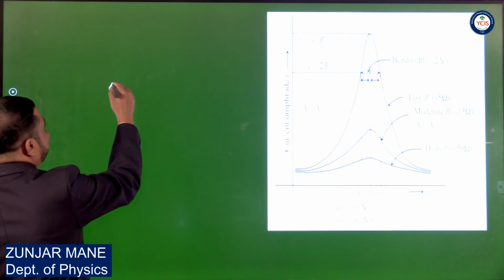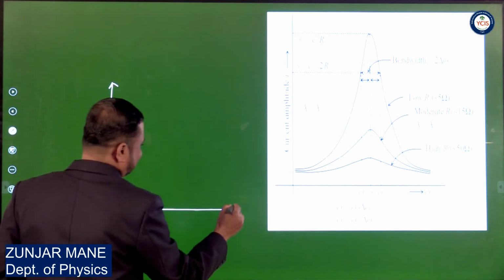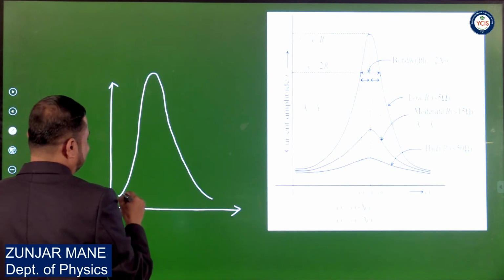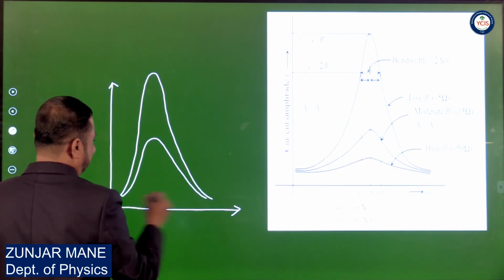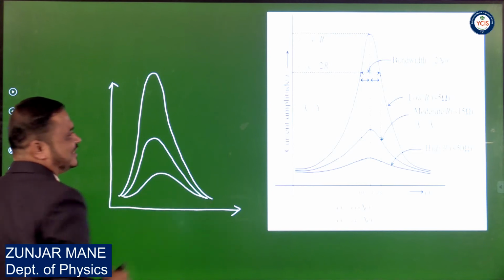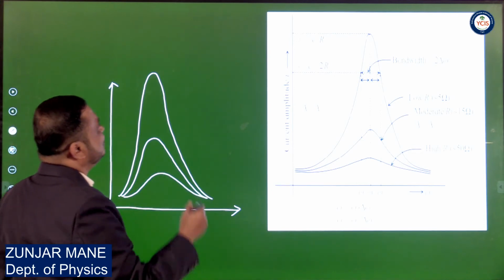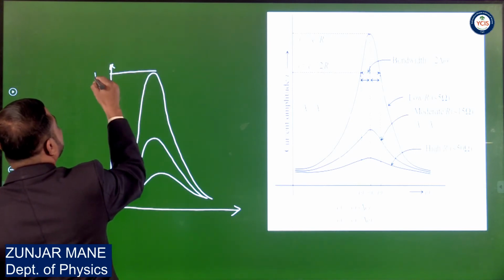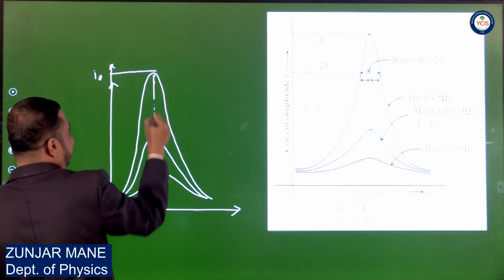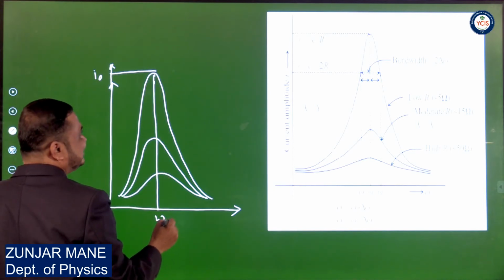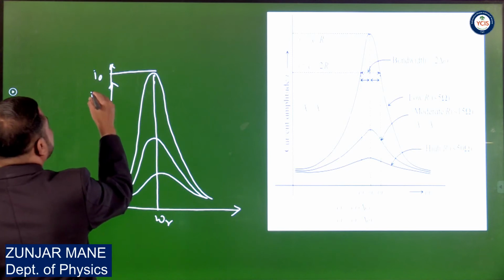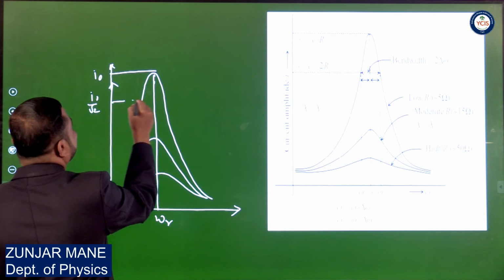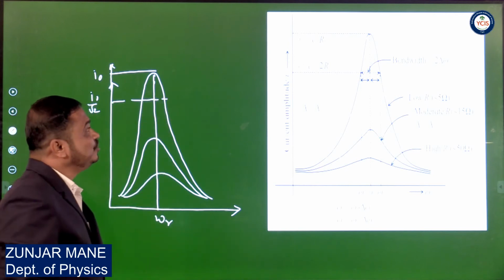If we see how the sharpness changes, suppose this is the first graph, this is the second graph, and this is the third graph. If the current is maximum, that will be I0. The associated angular frequency is omega, and then I0 upon root 2 gives omega 1 and omega 2.